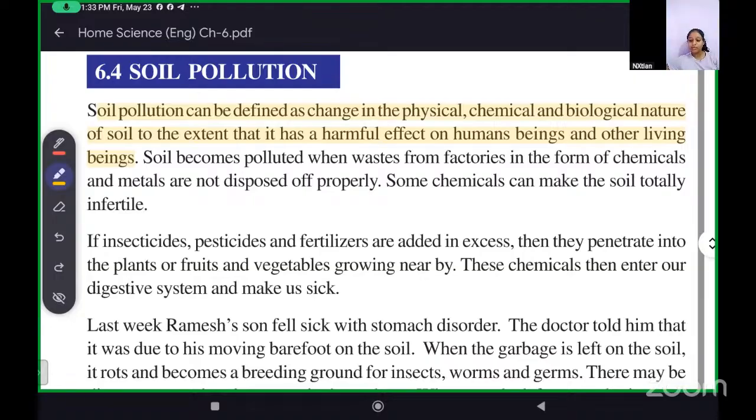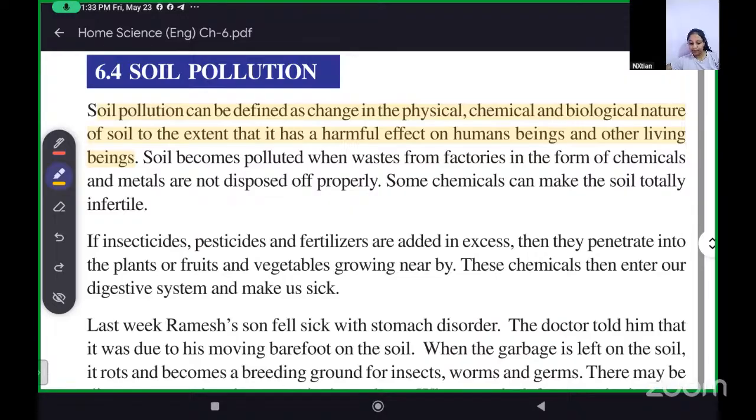Soil becomes polluted when waste from factories in the form of chemicals and metals is not disposed of properly. Some chemicals can make the soil totally infertile. If insecticides, pesticides, and fertilizers are added in excess, then they penetrate into the plants or fruits and vegetables growing nearby.